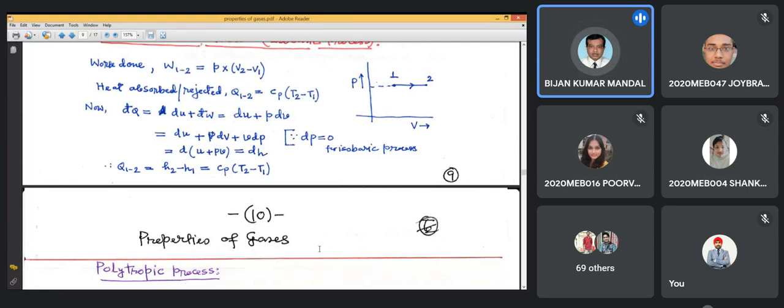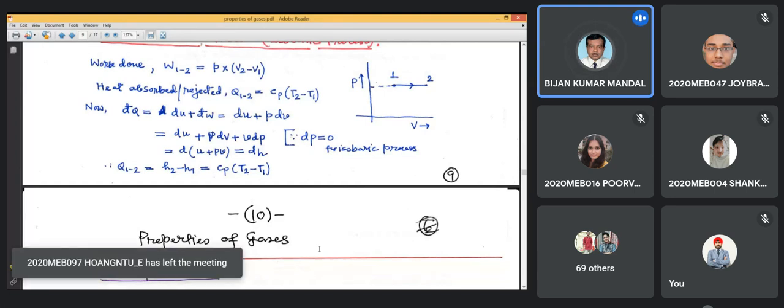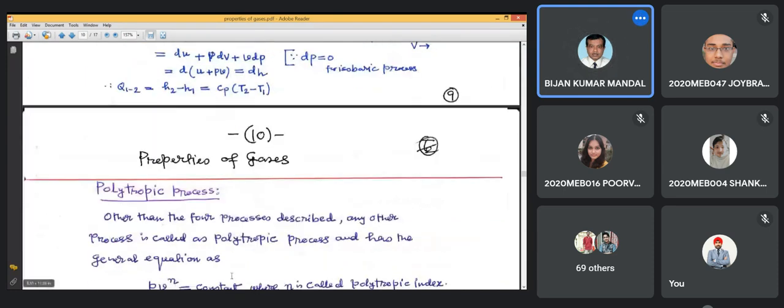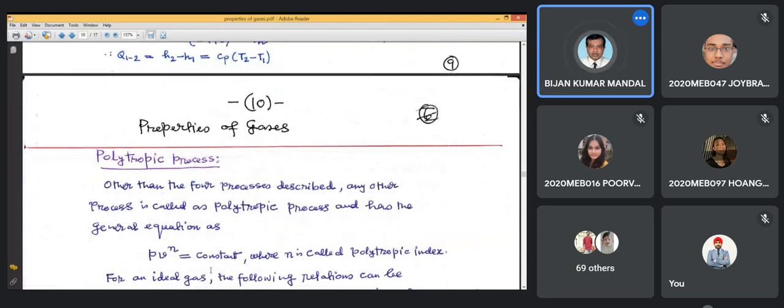So now we have discussed the four processes: reversible adiabatic process, reversible isothermal process, isochoric process, and isobaric process. But unfortunately, these will not cover all the processes. In fact, these are very idealized processes. So the process in general will be known as your polytropic process.